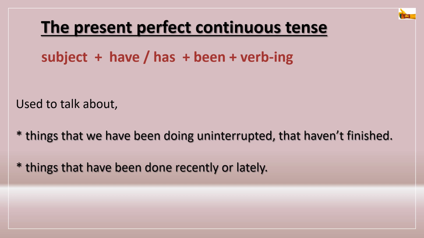Let's move on to the last of the presents, the present perfect continuous tense. The structure is subject plus have or has plus been plus verb ing. We use the present perfect continuous tense to talk about things that we have been doing uninterrupted that haven't finished. We also use it to talk about things that have been done recently or lately.